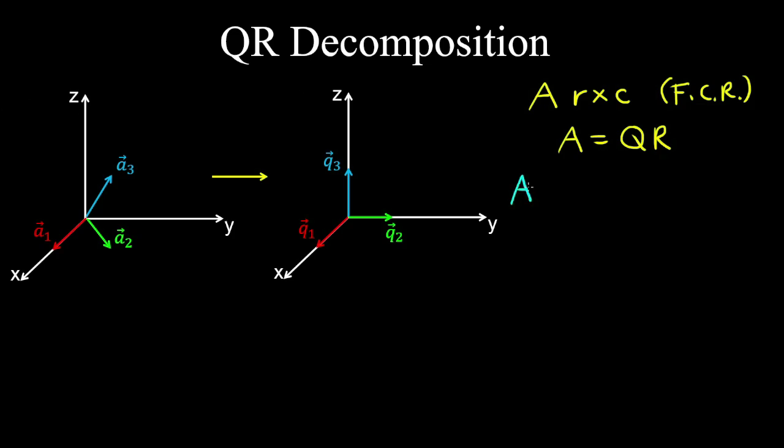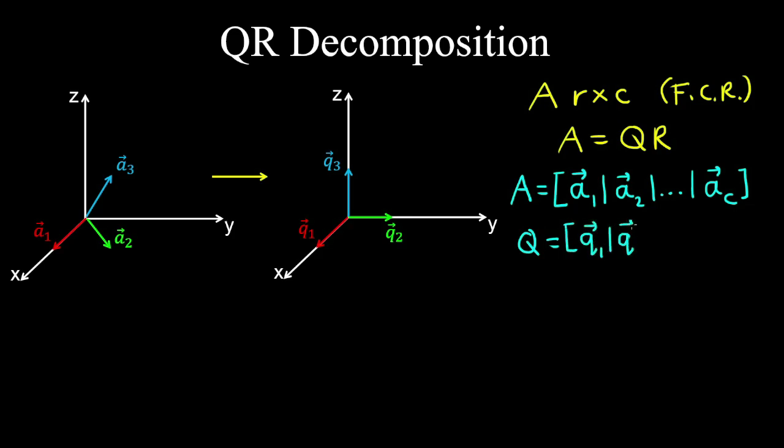Now suppose the matrix A is made up of the column vectors A1, A2, up to AC, and similarly the matrix Q is made up of the vectors Q1 to QC, and Q has orthonormal column vectors.